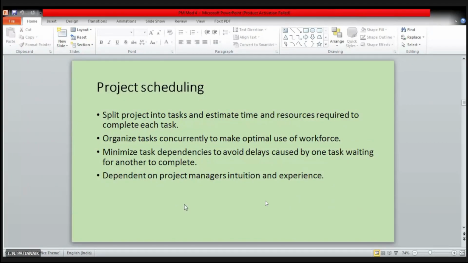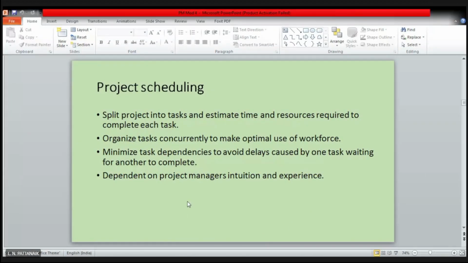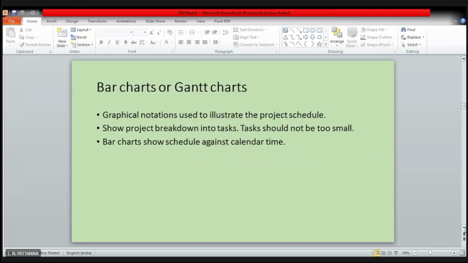Okay, so this project scheduling and this splitting of the project into tasks and activities, estimation of the time, allocation of resources: as you can understand, there will not be any book or guideline or manual for that. It is completely dependent on the project manager's experience, expertise, and his intuition to some extent, on how nicely you are planning these activities.